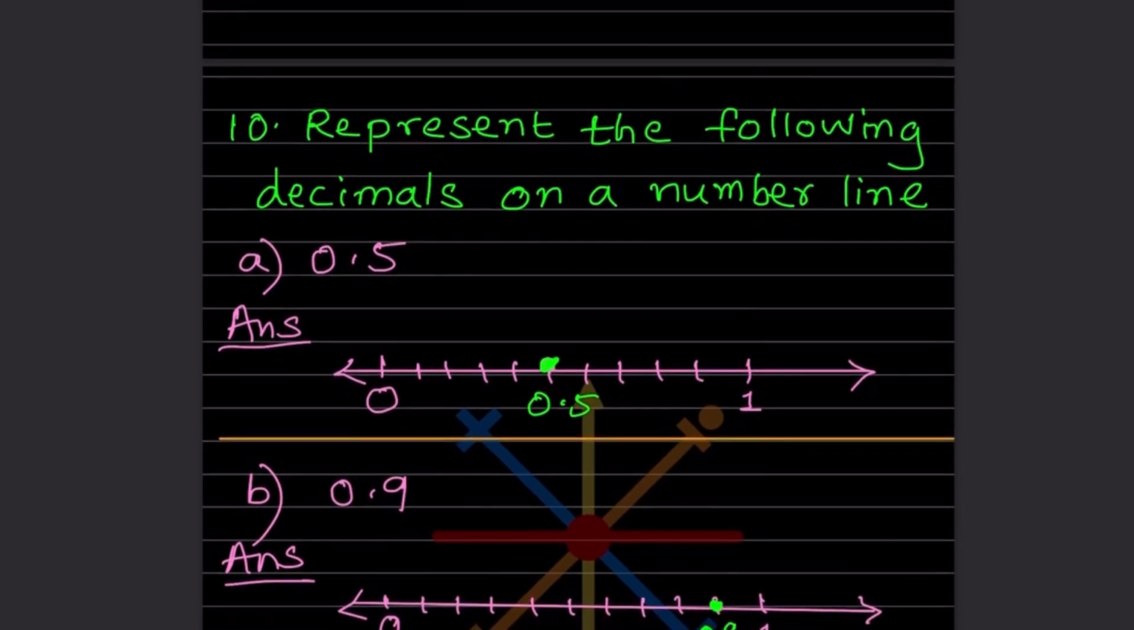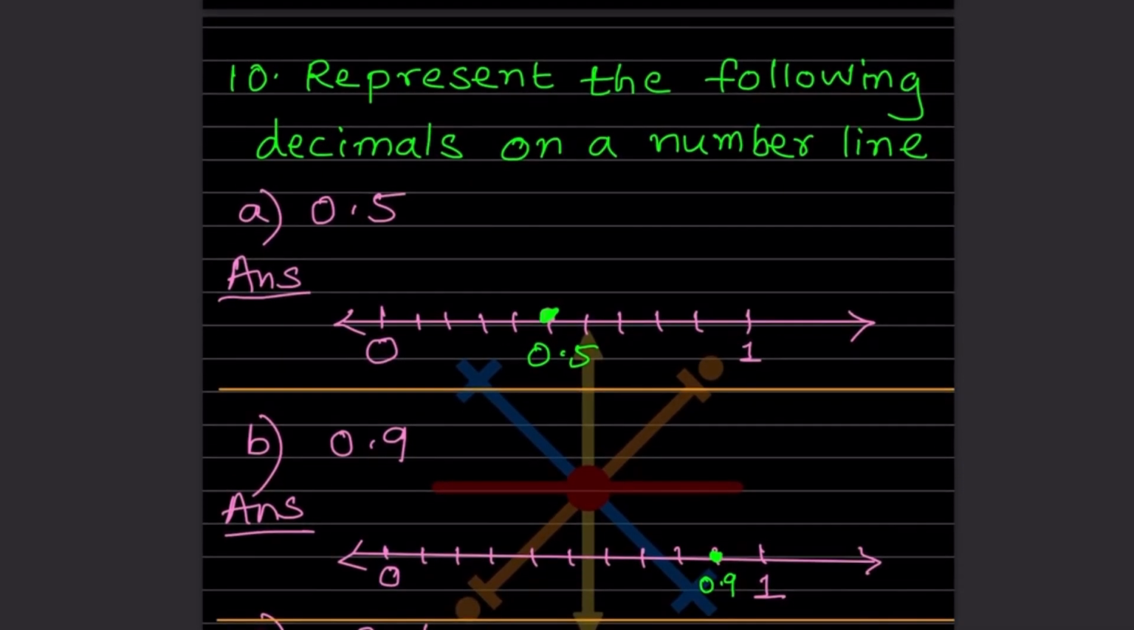Now represent the following decimals on a number line. So now see here 0.5 is given. So number line, so what I have done, see you don't have to make a very big number line.